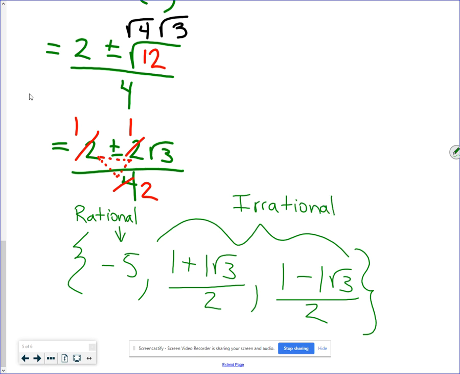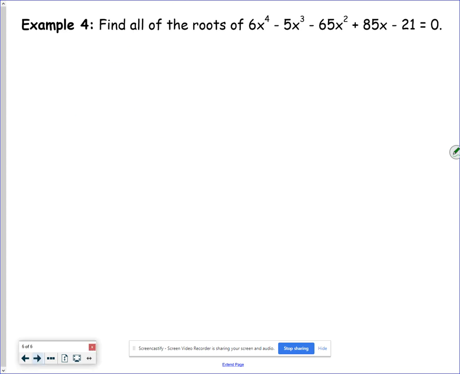Okay, let's take a look at one more problem here. Again, these problems are long, so you're not going to have a whole bunch of these on today's assignment. Look at this one. This is a 4th degree equation. So what does that mean? We're going to find 4 roots to this equation.